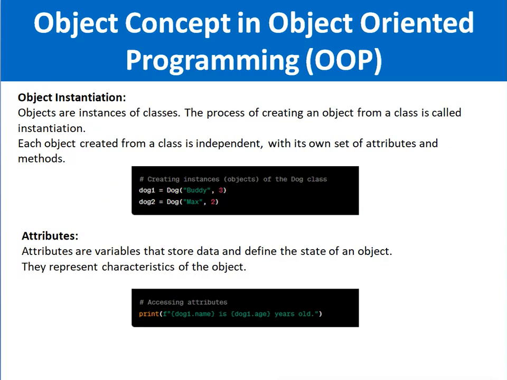Are you with me? Then attributes. Attributes are variables that store data and define the state of an object. They represent the characteristics of the object. For example, dog1.name, dog1.age. So these are the attributes. Name and age are the attributes of the object. For example, in this one, Buddy is the name of the dog1 object, and 3 is its age. Similarly, Max is the name of the dog2 object, and 2 is its age. So name and age are the attributes of the objects.